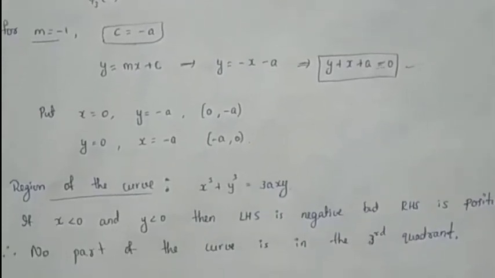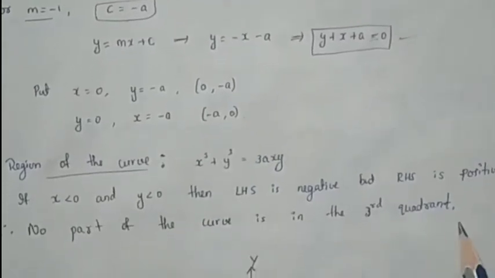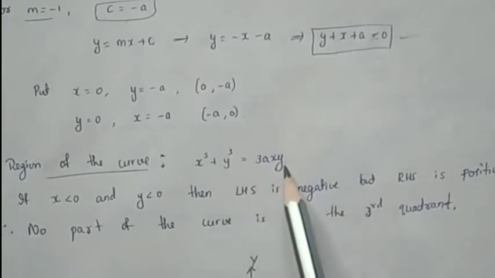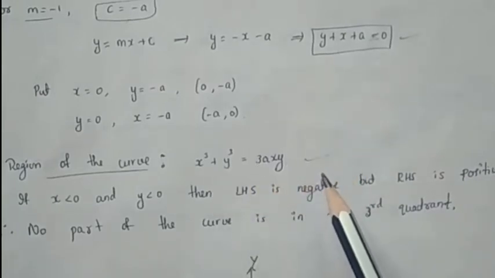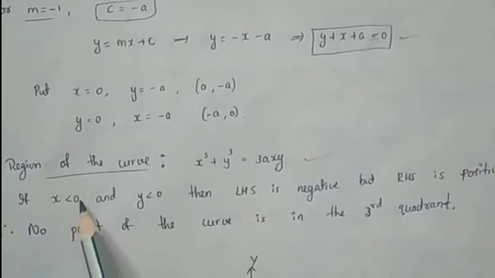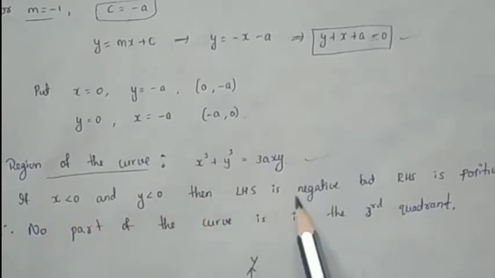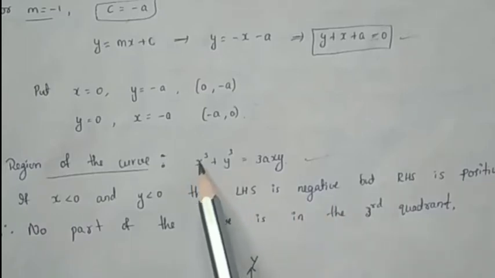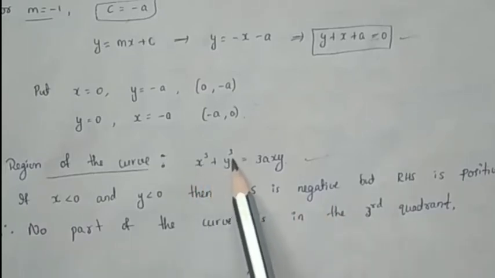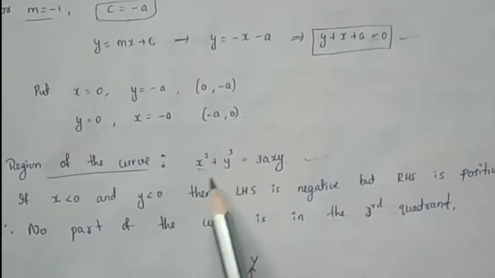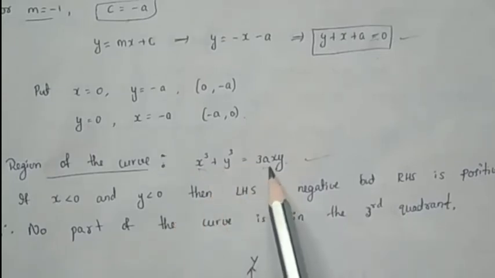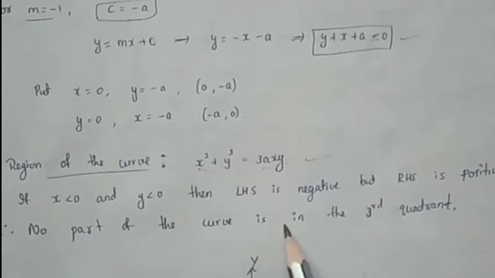The next point is the region of the curve. x cube plus y cube is equal to 3axy. It is the given equation of the curve. If x is less than 0 and y is less than 0, the LHS is negative. You put x is equal to -1 and y is equal to -1. The LHS part is negative, but the RHS part is positive. Therefore, no part of the curve is in the third quadrant.